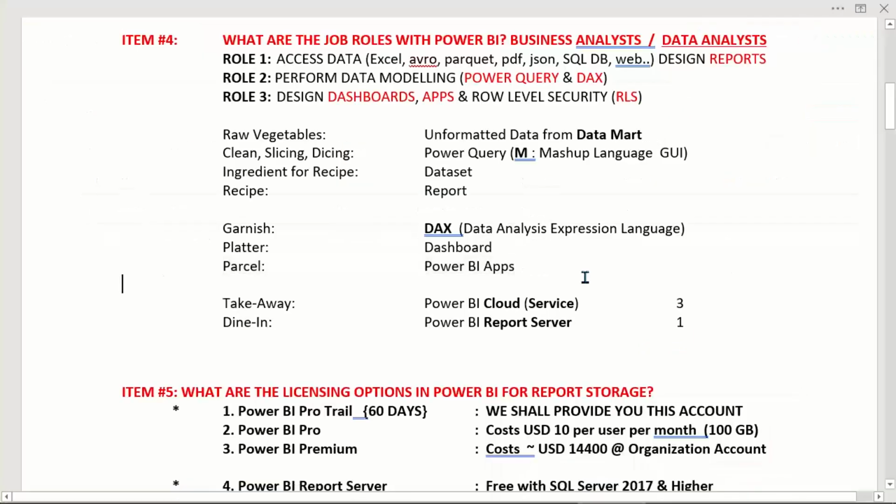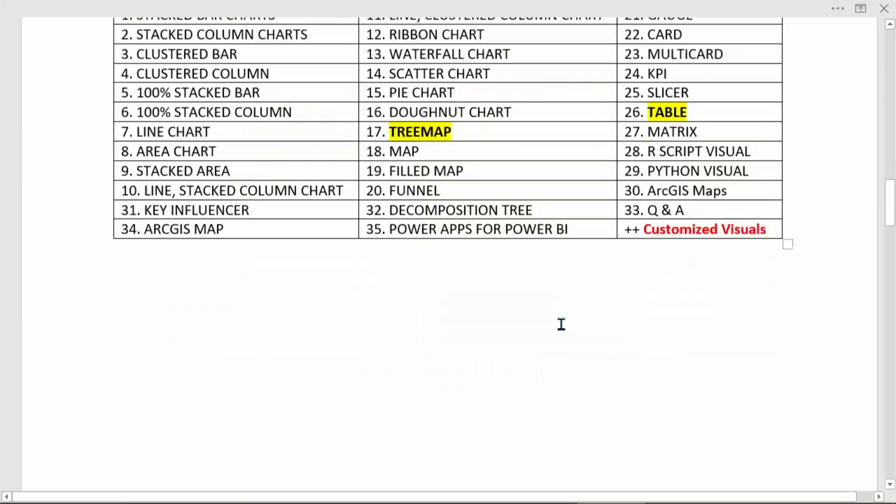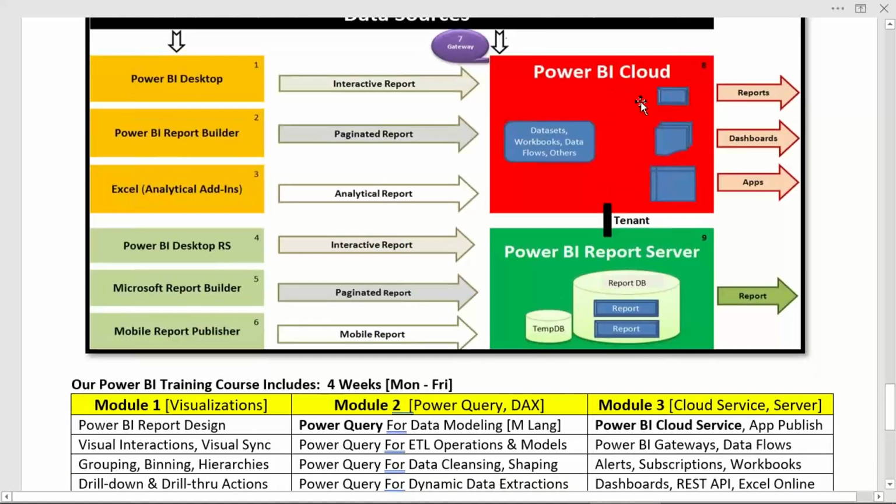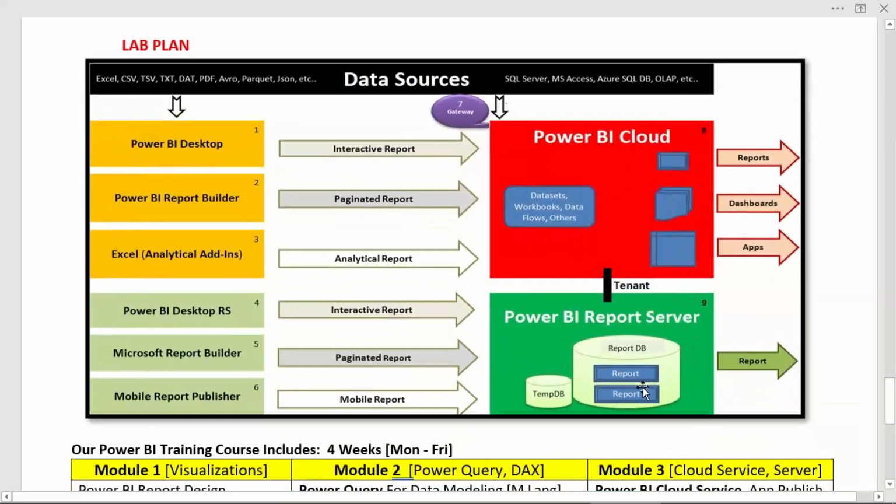So the reason for me taking Subway for some time is for easy understanding, right from vegetables to parcel. Either you take away, Power BI cloud, or dine in, report server. Very soon we have cloud. Reports are simply sent as a parcel. Or with Power BI report server, the reports need to be consumed within your company's on-premise network.